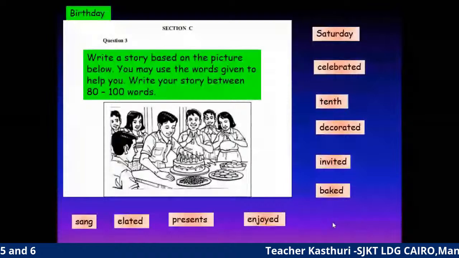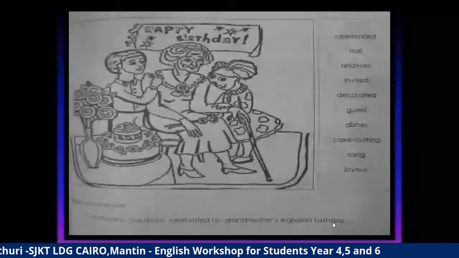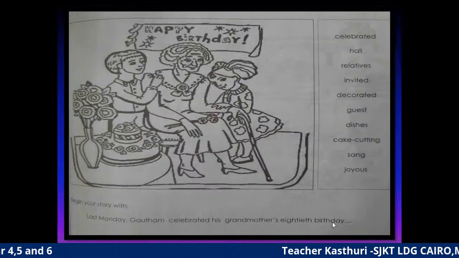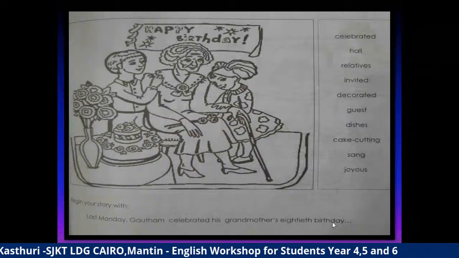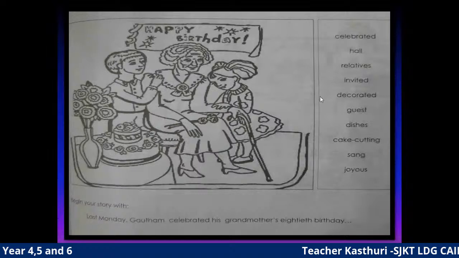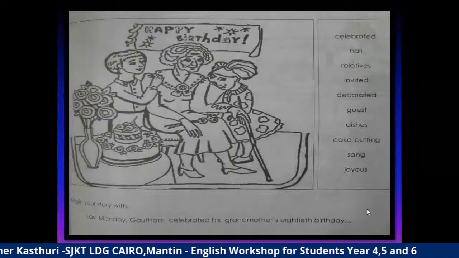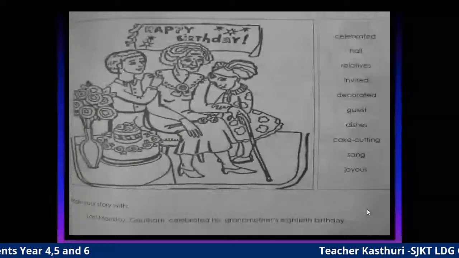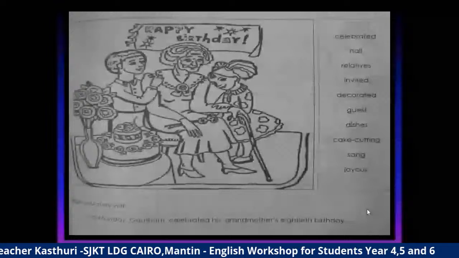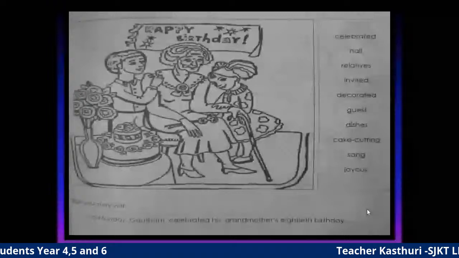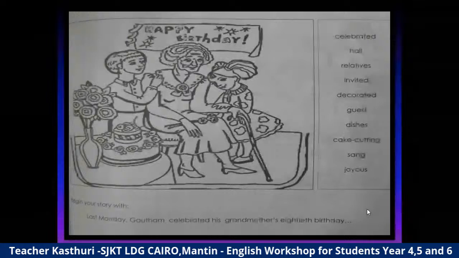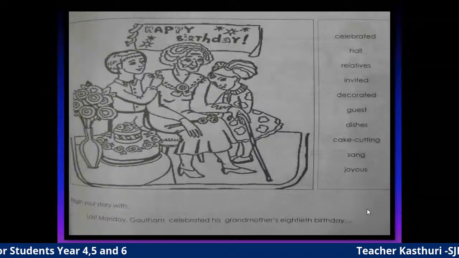Now, another sample. Can you see it clearly? This is also a birthday celebration question. The words given are celebrated, hall, relatives, invited, decorated, guest, dishes, cake cutting, sang, joyous. If you compare to the first picture, the words used, the notes used, are almost the same.